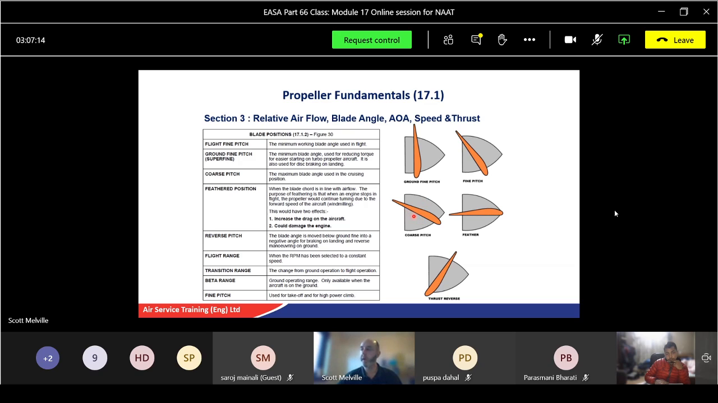Coarse pitch, very high angle of attack. Again, you would only use that once the aircraft's actually got forward speed. Feather: imagine the airflow is coming from this way, so the airflow comes along and just goes over the blade. So it will not try to spin the engine. And then reverse thrust, just like ground fine, it's gone below that.